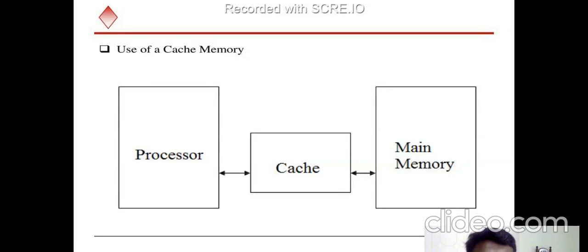This is called cache hit and cache miss. If the requested data is in the cache, it is called a cache hit. If the data is not present in the cache, it is called a cache miss. We always have to reduce cache misses so that the processor execution time can be reduced. That is the main aim.